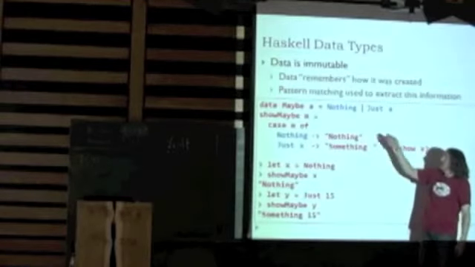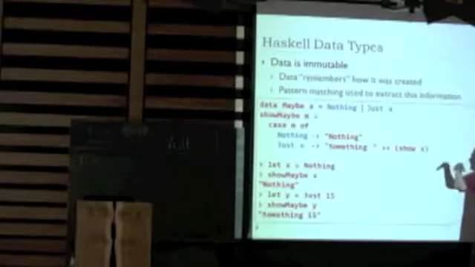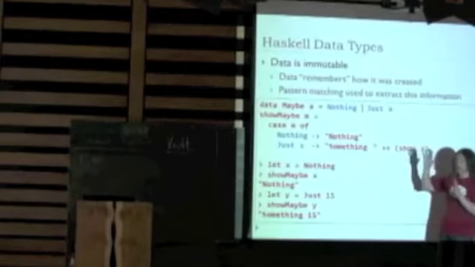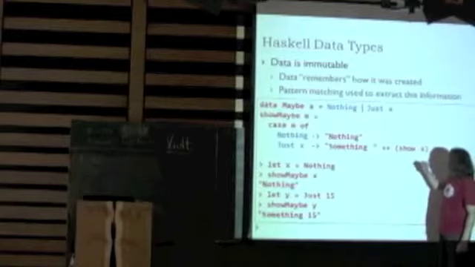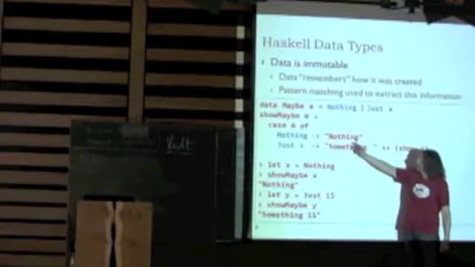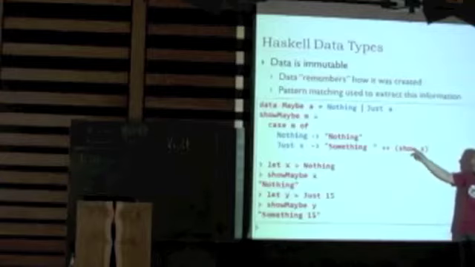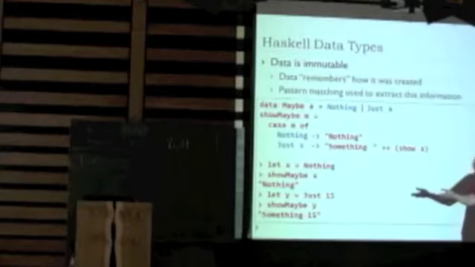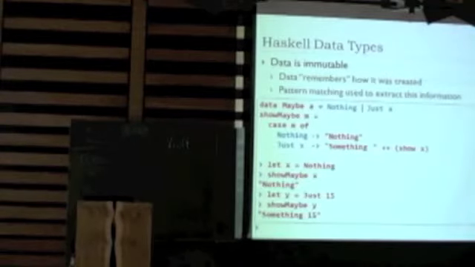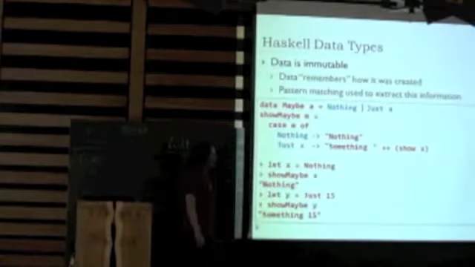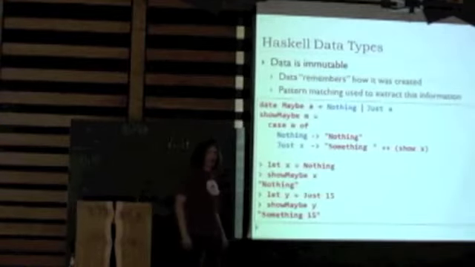So here I'm defining a function show maybe. It takes a maybe, and it actually turns it into a string. We don't do I/O yet. So it returns the string nothing in this case, and in this case it returns the string something concatenated with show x, which takes an x and turns it into a string. It's like in Java you have toString. Every object has a toString method. In Haskell you have the show function that takes a value and turns it into a string. It's not defined for all types, of course, but it's defined for types in the type class Show.